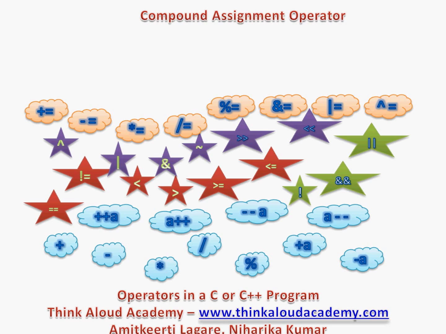There are some more compound assignment operators. For example, plus equal to means, if I write A += B, it actually means A is equal to A plus B. Then we have minus equal to, so A -= B means A is equal to A minus B. Similarly, A *= B would be evaluated as A is equal to A star B. Similarly, /=, %=, &=, |=, and ^=. So there are a couple more which I am skipping here.